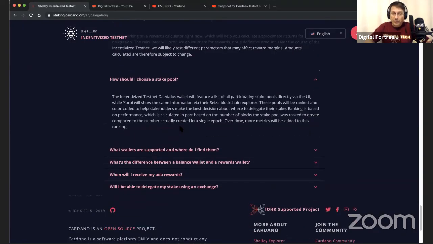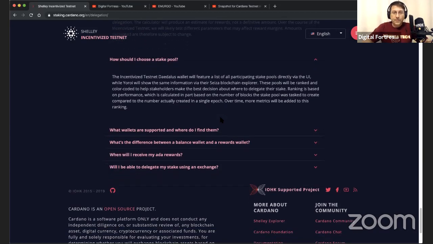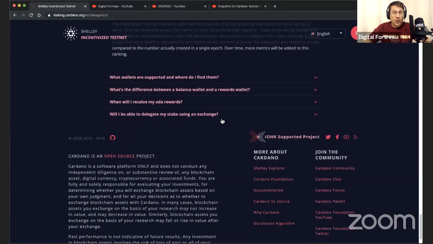How should I choose a stake pool? And this goes into the points of the highest uptime and the best return on investment. Okay. So it says the incentivized testnet daily swap will feature a list of all participating stake pools directly via the UI, while your ROI will show the same function on the Blockchain Explorer. They're going to be tagged, from what I've seen on the notional diagrams, with green, yellow, and red, with green being the pools with the highest uptime and the highest desirability factor. And then the desirability factor is broken down into uptime and that they're not beyond saturation. And there'll be other metrics being looked at and explored. Those also have to be tested on testnet.